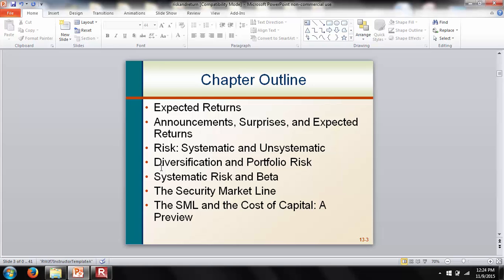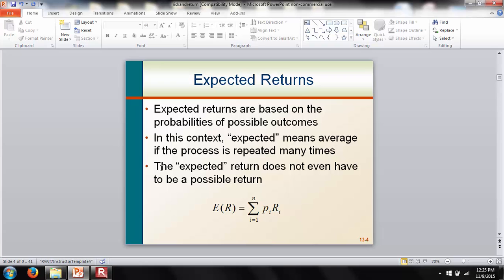So we will talk about expected returns, announcements, surprises and expected return, systematic risk and unsystematic risk, diversification and portfolio risk, systematic risk and beta, the security market line, and the security market line and the cost of capital.